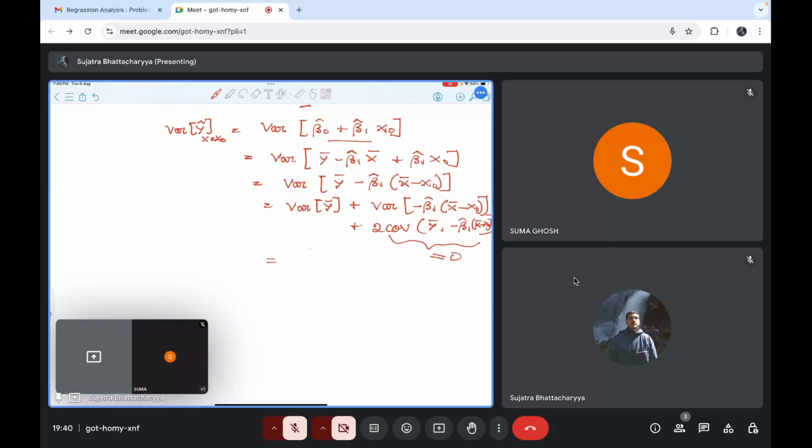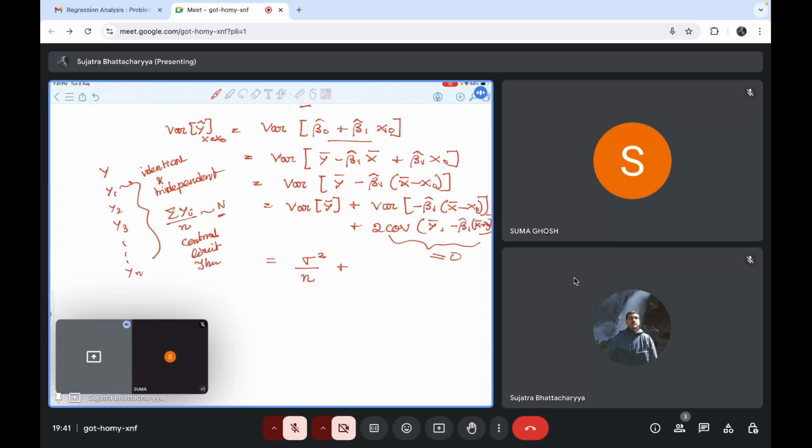So variance of y bar. See, y has different samples: y1, y2, y3, and so on. Using central limit theorem, because each of them has an identical and independent distribution. Y1 has an identical distribution as y2, y3, y4, but they are all independent. When you sum the yi and divide by n, it becomes a normal distribution. This is using central limit theorem. So if variance of y is sigma square, then variance of y bar is sigma square by n.